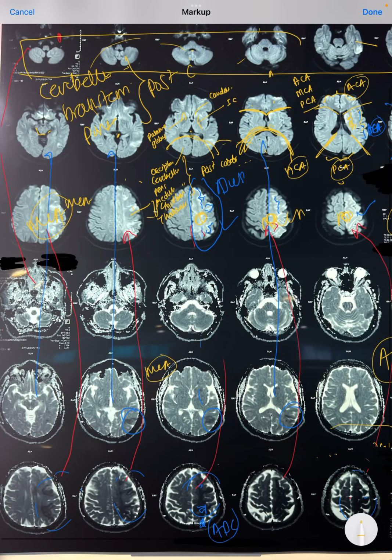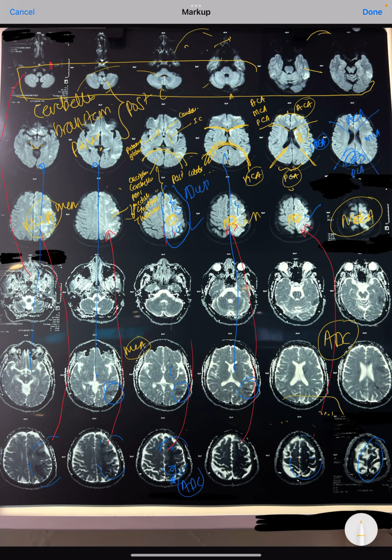So in this case, this patient particularly had a large or complete obstruction of the left middle cerebral artery, presenting with a large ischemic stroke in left middle cerebral artery territory.